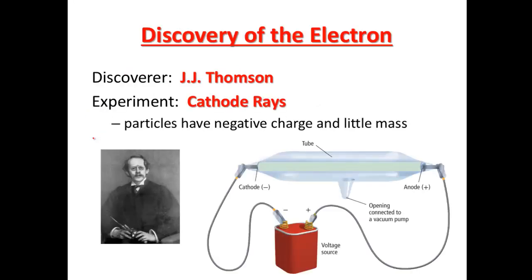Just to give a little credit, J.J. Thomson came up with the cathode ray experiment, and the cathode rays were particles that are negatively charged. The electrons have a negative charge and very little mass. He set up a negative and a positive tube and had those negative electrons attracted to the positive end of that source to show the electron as part of the atom.